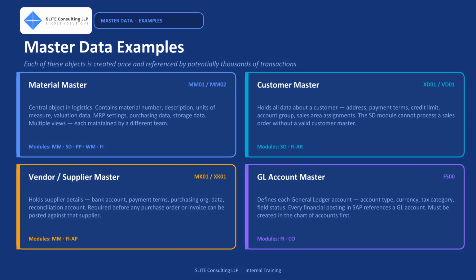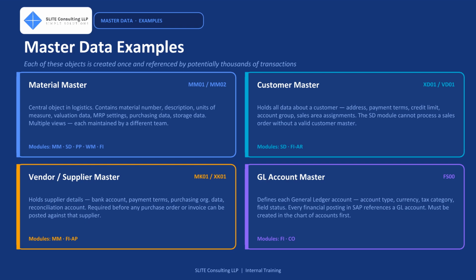The material master created via MM01, maintained via MM02, is the central logistics object. It contains the material number, description, unit of measure, weight, volume, purchasing data, valuation data, MRP settings, and storage data. Different views of the same material are maintained by different teams. Purchasing maintains the purchasing view, warehouse maintains the storage view, finance maintains the accounting view.